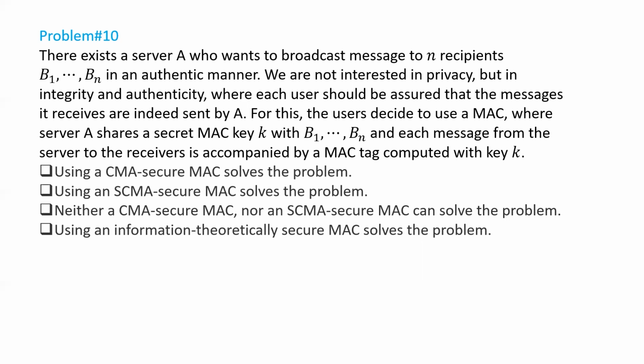But in this scenario, all the N clients, B1 to Bn, having access to the key K, can send messages to each other, and those messages will be satisfying message integrity, right? Because they will have a valid tag with them. So no one can distinguish whether it is seeing a message from some other Bj or from A, right?